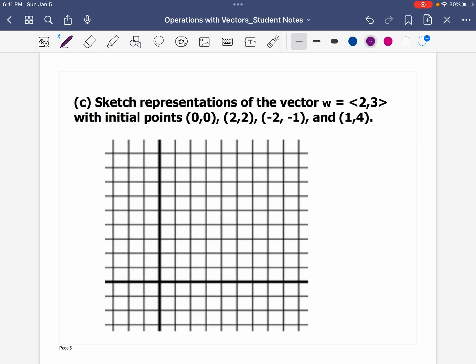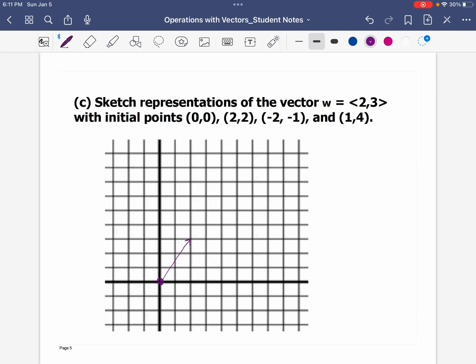I want you to start first with initial point 0, 0. So that means that would be something in standard form. And so for vector W, I'm going to go right 2 and up 3. And I'm going to connect those, and that's very good. There we go. So that would be that vector in standard position.